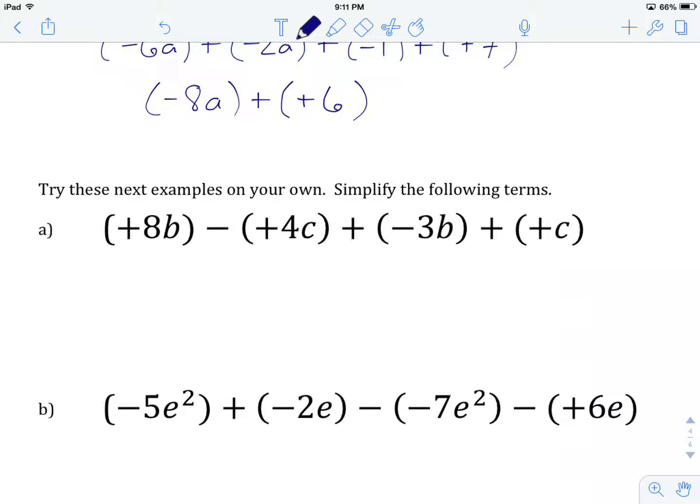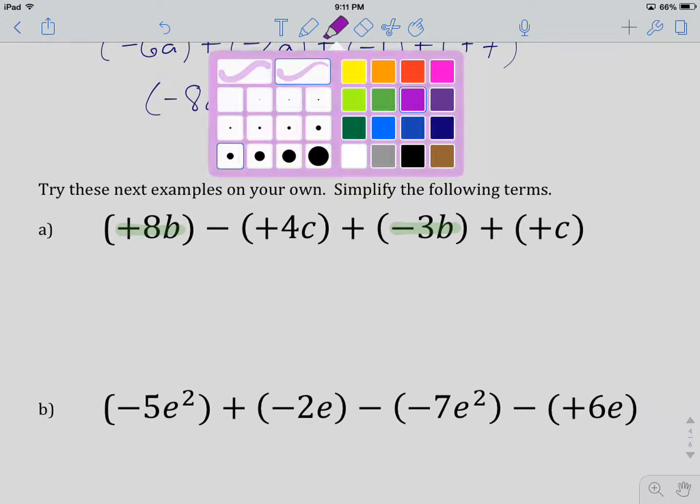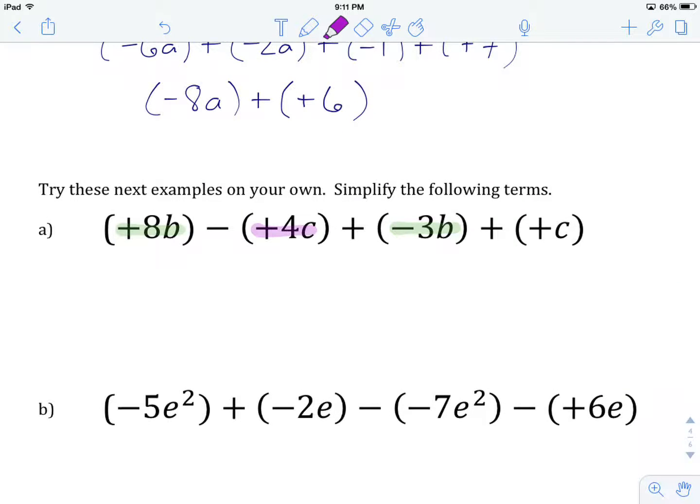Again, we want to start by finding our like terms. So we're starting with a +8b. I look down the line for other terms that have b to the exponent 1, and there is a -3b. I don't see anything else with b's in it, so that's good. Let's look at the next term down the line, a +4c. Again, I'm looking for other terms that have c to the exponent 1 that will be like terms, and there's one, a +c, right at the end.